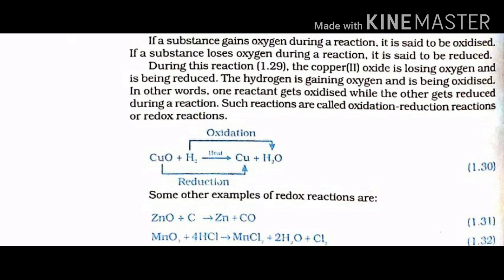In the first example, carbon is oxidized to CO and ZnO is reduced to Zn. In the second one, HCl is oxidized to Cl2 whereas MnO2 is reduced to MnCl2. From the above examples, we can say that if a substance gains oxygen or loses hydrogen during a reaction, it is oxidized. If a substance loses oxygen or gains hydrogen during a reaction, it is reduced.